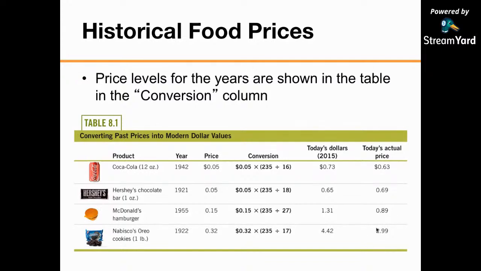So what that means is that McDonald's hamburgers and Oreo cookies have actually gone down in real prices over time, while the Hershey's bars and Coca-Cola have been about on par with what we'd expect with inflation. Now, you probably have heard someone in your life say the phrase, back in my day, everything was cheaper. And nominally, this is true. If we're just looking at nominal prices, and the price in 1942 was 5 cents, the price today is 63 cents. But do we think that that's necessarily true in real terms?